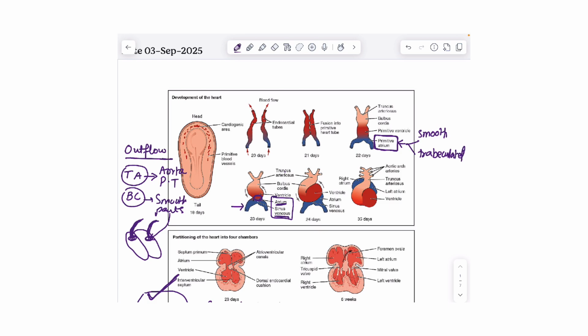Okay, this is the division of our actual atria, the developed atria. We have the smooth part and the trabeculated part, right? How are these going to develop from these structures right here? First of all, we need to understand that this trabeculated part is going to be developed from this structure right here. We also call it the primitive atrium.